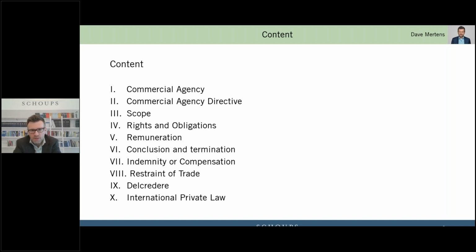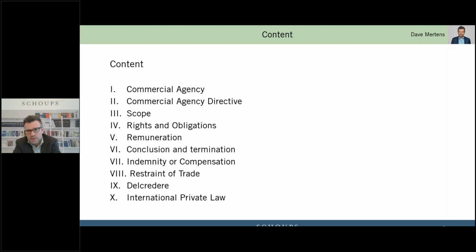The next hour, hour and a half. First things first, what do I mean with commercial agency? The concept, we'll talk about that a bit. Talking about commercial agency contracts in an international context, it is almost impossible not to talk about the commercial agency directive, which harmonizes the rules on commercial agency on the EU level.